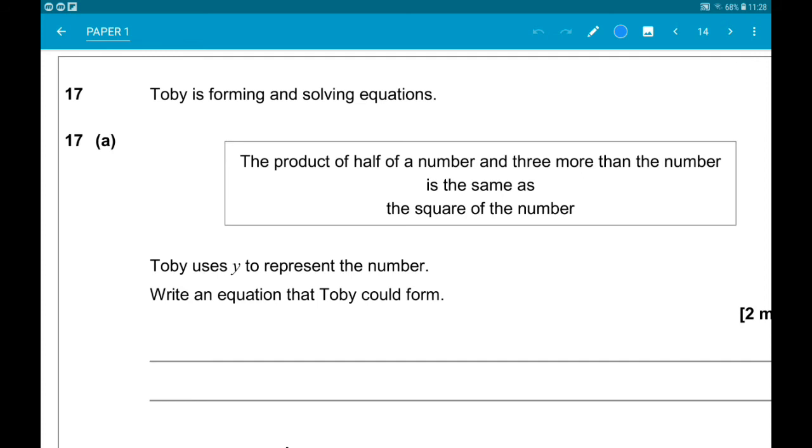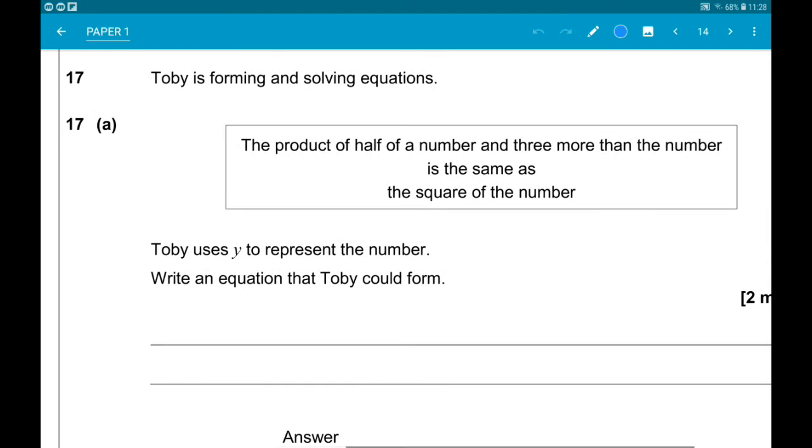Okay, so if y is the number, half of the number is y over 2. And 3 more than the number is y plus 3. So there's our product. Now where it says is the same as, that's where we're going to stick an equals. And then the number squared is y squared. So that would do it.